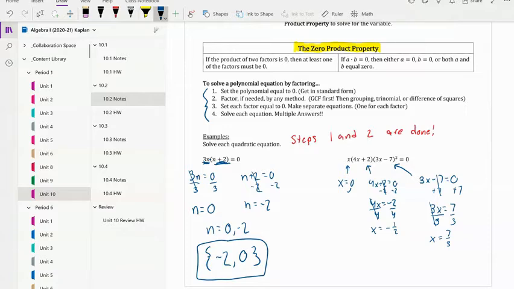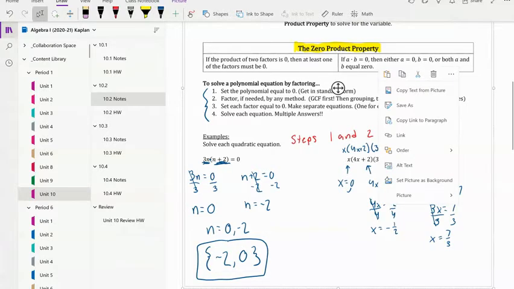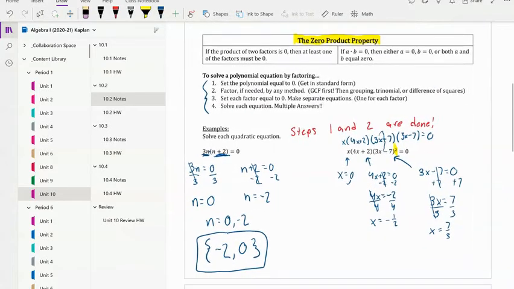Now, the only thing I want to draw your attention to is the fact that this is a 3x minus 7 squared. Essentially, what that means is you could rewrite this out if you want as x times 4x plus 2 times 3x minus 7 times 3x minus 7 equals 0. Basically, what that means is this 3x minus 7 you have twice. Now you don't need to solve it twice. You'd get the same thing each time, but you basically have 2 of the same solution.